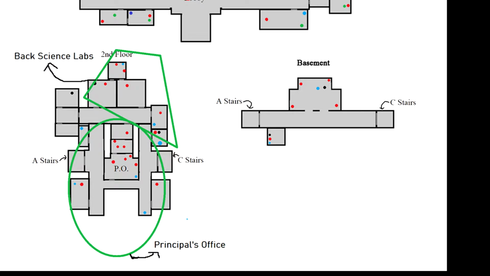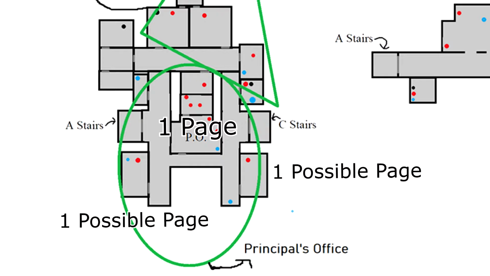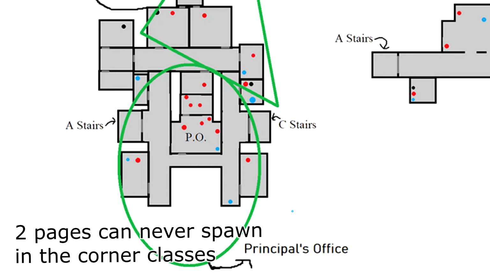In the principal's section, you will always only have 2 pages. These pages can spawn in one of 2 situations. Situation 1 is that you open the principal's office and get 2 pages inside. The second situation is that you open principal's office and only get 1 page. Since you only got 1 page, you know that other page is in one of the 2 corner rooms. Note that you cannot get 1 page in each of the corner rooms, which would eliminate any pages in PO. You always have to get at least 1 page beyond the locked principal's door.